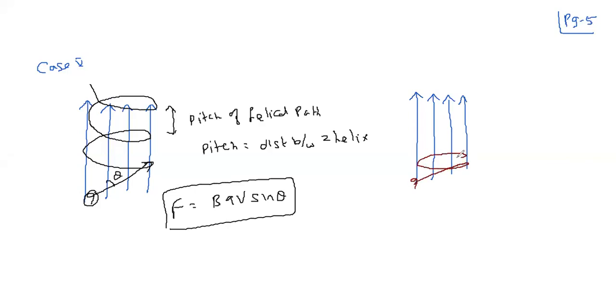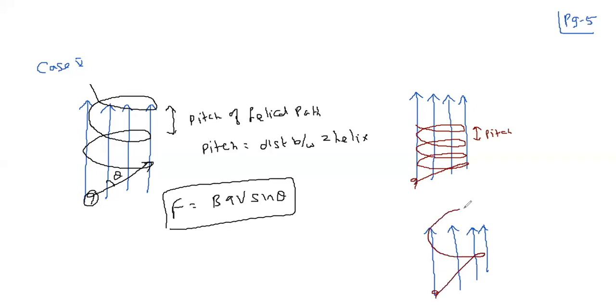Then it is a helical path. See this. Now the distance between the helix is small. The same charged particle makes smaller angles like 5 degrees or 4 degrees with respect to the magnetic field. Then the pitch of the helical path is bigger. See this. Pitch is more. Here pitch is less. So if theta is more, pitch is less. If theta is less, pitch is more.